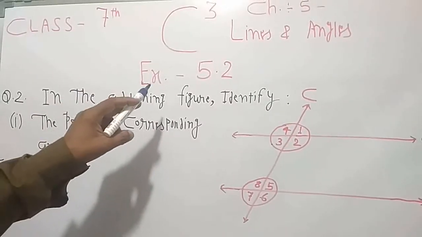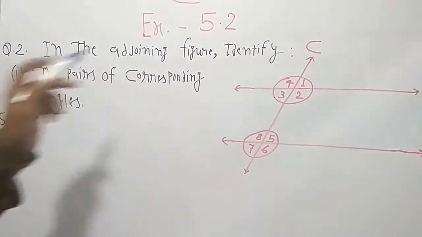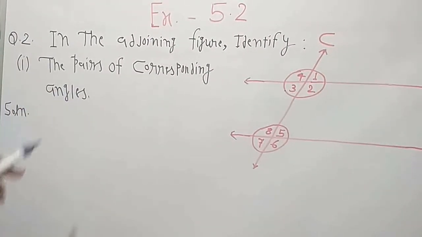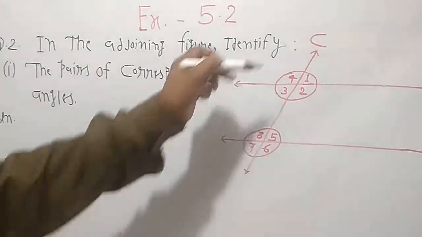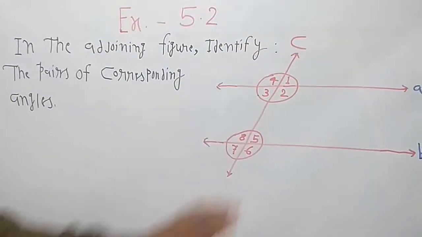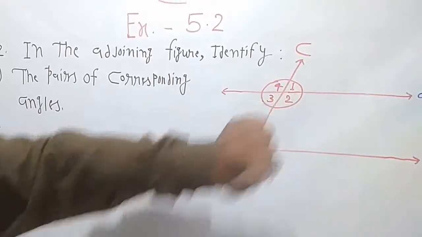Of exercise 5.2, chapter 5, Lines and Angles. Question number 2 says: in the adjoining figure, identify the first part, the pairs of corresponding angles. Corresponding angles have their faces on the same side. Suppose this is angle 1 and this is angle 5. These two angles have their faces on the same side, so they are the corresponding angles.